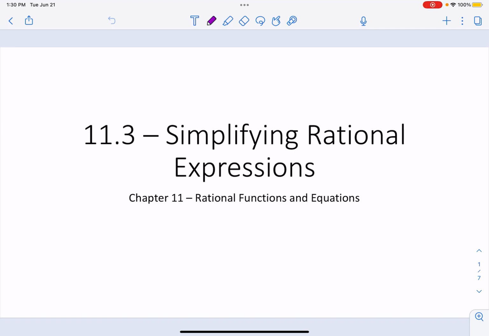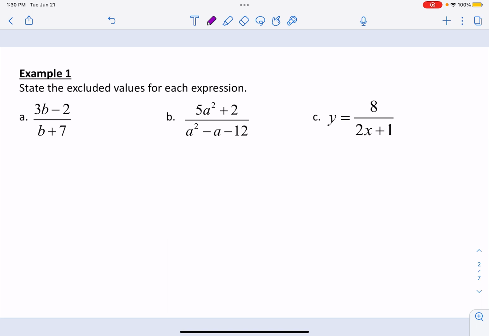Today we're going to be talking about simplifying rational expressions. And remember, a rational expression is something where you have a fraction. That's all a rational expression is. So, state the excluded values for each expression.